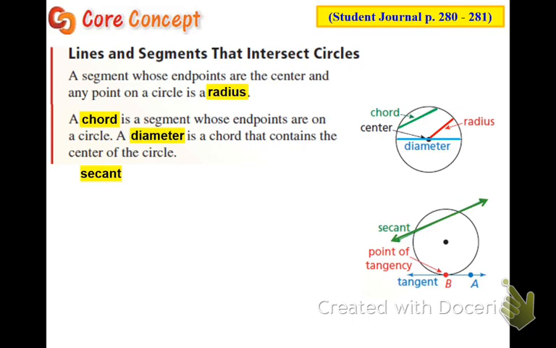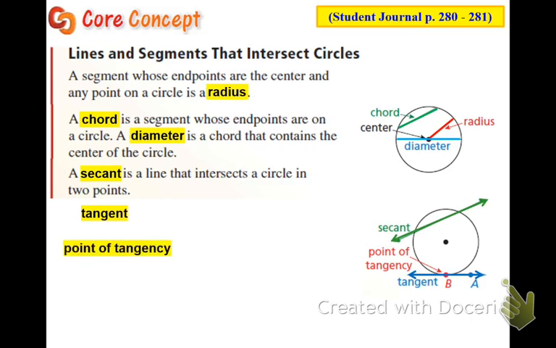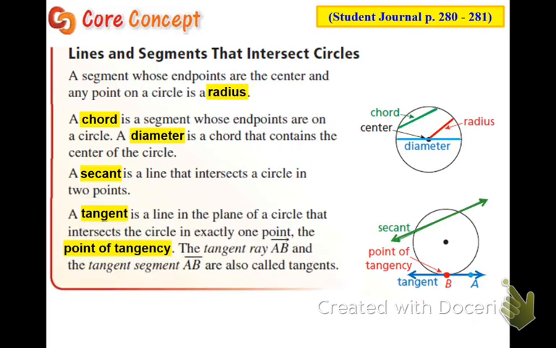How many times does a secant touch the circle? Twice. That's the exact definition. A secant touches the circle twice. Is a chord not the same thing as a secant? A chord has a start and ending point. A secant extends infinitely. Good question. How many times does a tangent touch the circle? Once, and it touches at the point of tangency.